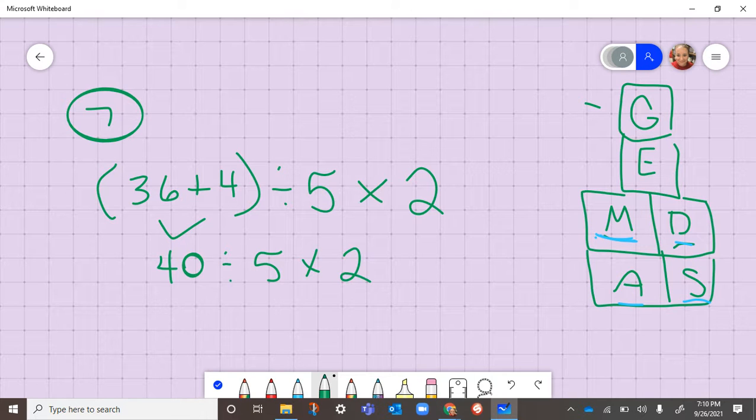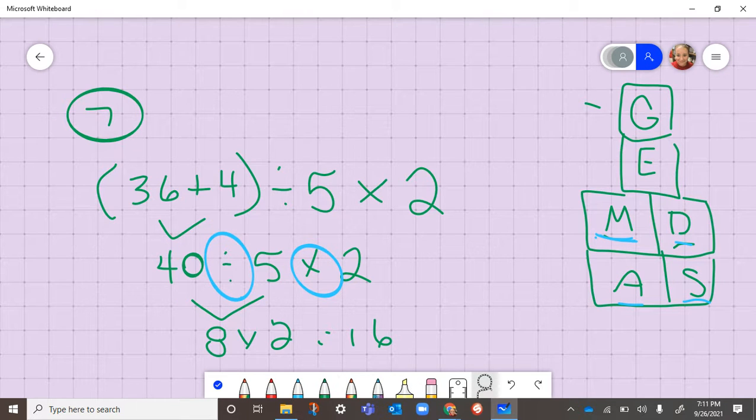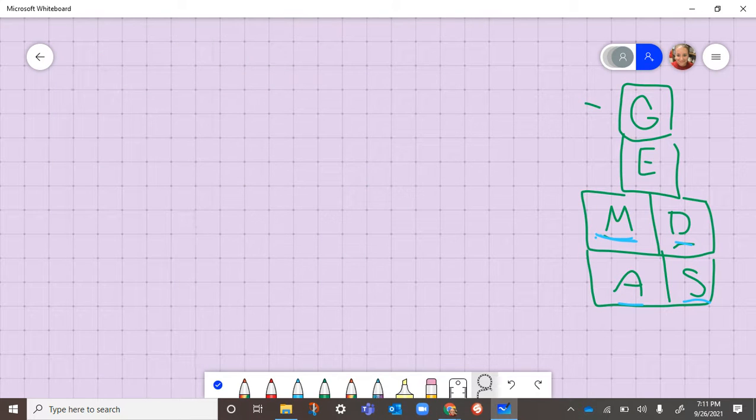So most of us got that first line, but then we keep trying to multiply first. And again, if the division comes first on the left, we have to do that before anything else. So 40 divided by 5 is 8, times 2 equals 16. So 16 is your answer on that one.